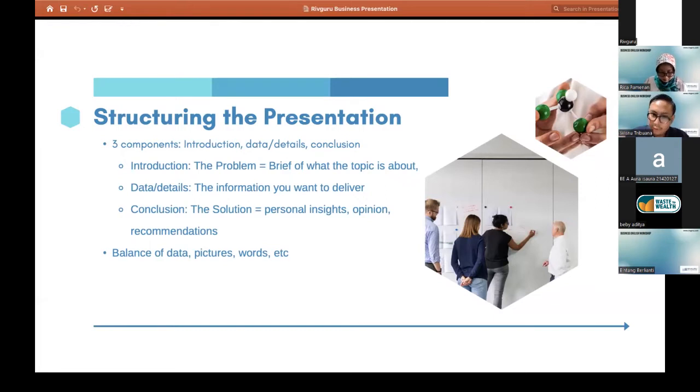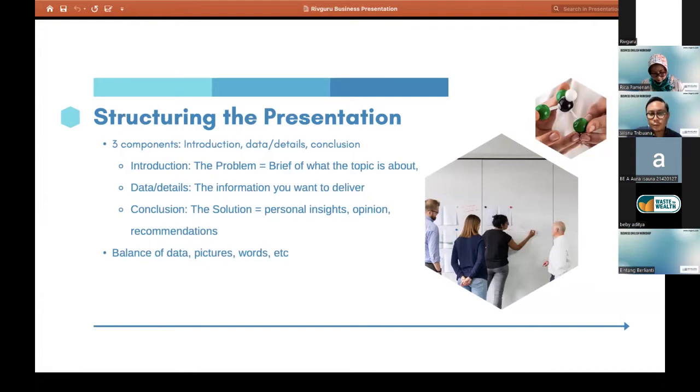So if you can, introduce an argument, introduce a problem to the topic. After that, you can continue to briefly talk about what the topic is about. Second, the data and the details, this is the meat. So this is the factual based portion of the presentation, yeah?